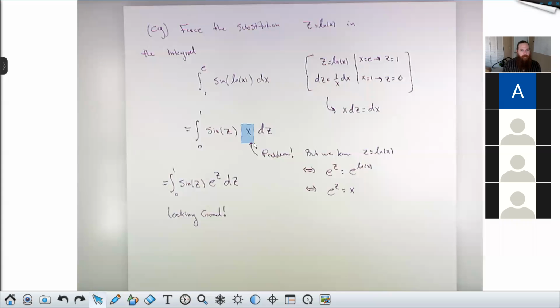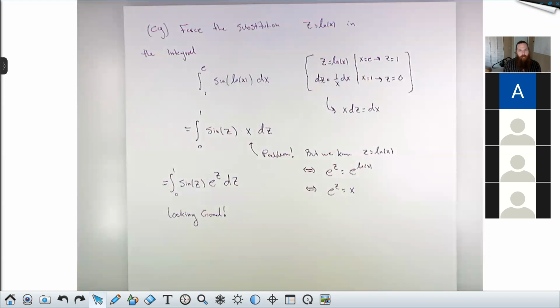So this x came from the dx here, right? When I take my differential dz, I got 1 over x dx, because z is ln x. Derivative of ln x is 1 over x. So what I didn't have was a nice way to incorporate the 1 over x, because I did not have a 1 over x here.